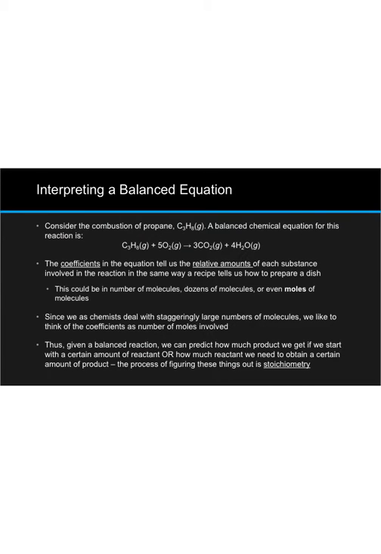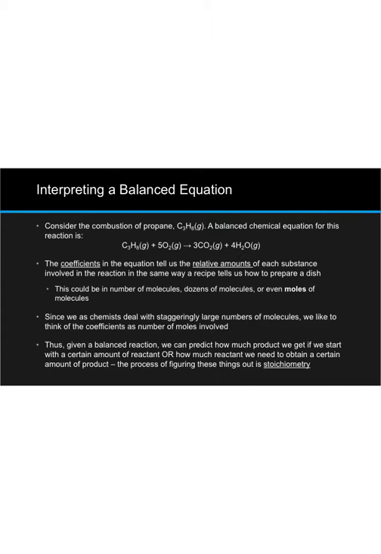For example, in the reaction representative of the combustion of propane, C3H8, where propane reacts with oxygen to form carbon dioxide and water vapor, a balanced reaction shows us that one molecule of propane can react with 5 molecules of oxygen to produce 3 molecules of carbon dioxide and 4 molecules of water. These coefficients tell us the relative amounts of each substance involved in the reaction, similarly to how a recipe tells us how to prepare something from starting ingredients in order to make final products.